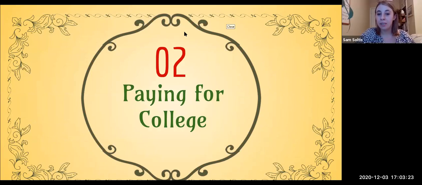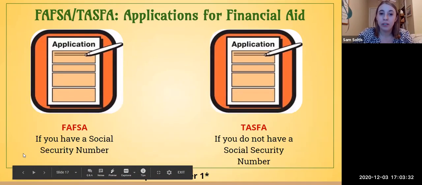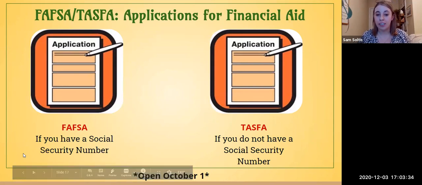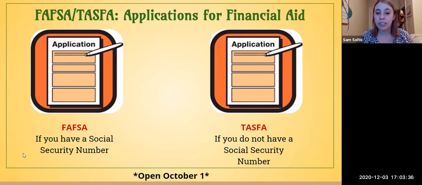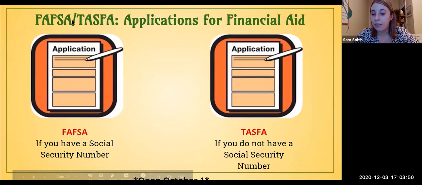So there are a lot of expenses that come with college, but one of the biggest ones is how can you pay for college itself? So we will break that down for you. So how do you get financial aid? So you will have to complete an application to receive financial aid. And there are 2 different applications and you will only have to fill out one of them. So if you have a social security number, you will want to fill out the FAFSA. And if you do not have a social security number, then you will want to fill out the TASFA. So you only have to fill out one.